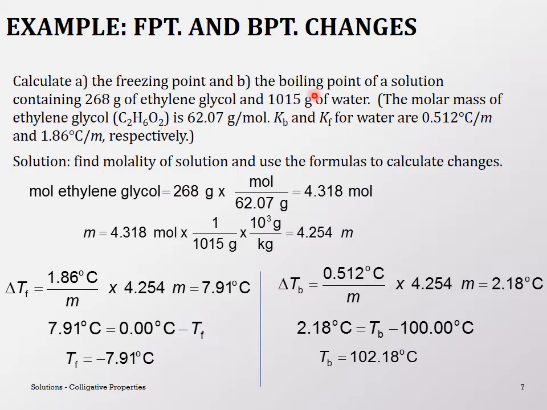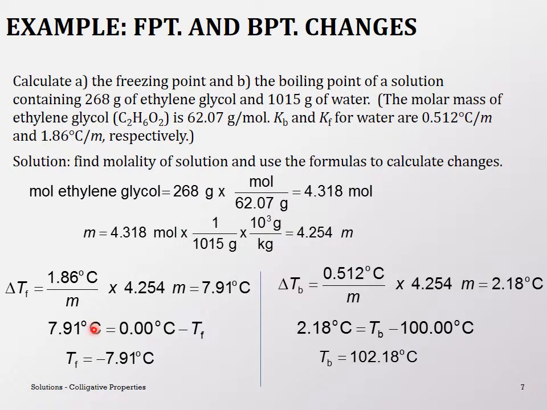Again, since the solute and the solvent are given to us, we need to find the molality. So you find the moles of ethylene glycol, which is 268 grams divided by 62.07 grams per mole, and that gives you the moles of ethylene glycol. And then you find the molality, because that's what we need for a formula. Molality is the moles of ethylene glycol divided by the kilograms of solvent, which is water in this case. So the molality then becomes 4.24 molal.